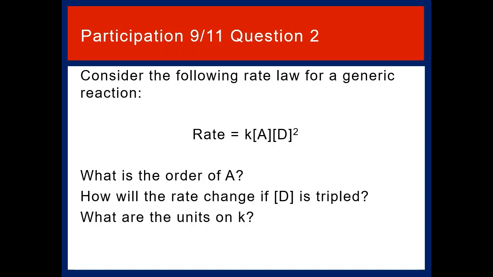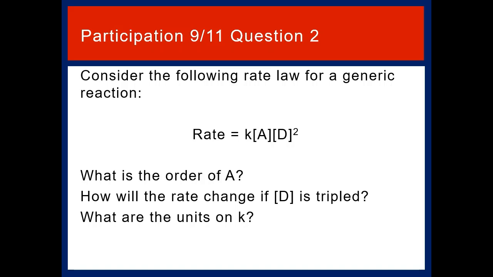Participation 911, question 2. Consider the following rate law for a generic reaction. Rate is equal to K, concentration A, concentration D to the second power. And then I got some questions about that. What is the order of A? How will the rate change if concentration D is tripled? And what are the units on K? A and D are just stand-ins for any sort of chemical compound or substance. Nothing in particular, kind of like variables.